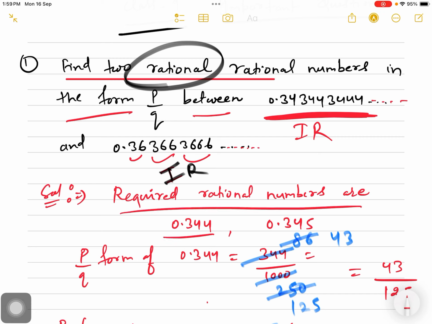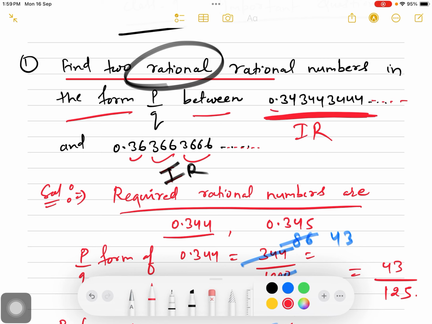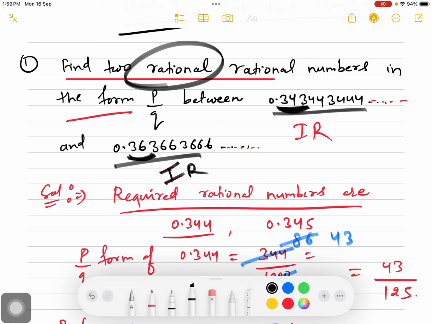So the required rational numbers are, see, the first number is 0.34 and this number is 0.36. If I see only the first two digits after the decimal, I will get only one number, which is 0.35, but I have to write two rational numbers. So I will see the 3-digit number. This is 343 and this is 363. So between 343 and 363, which numbers can we write?